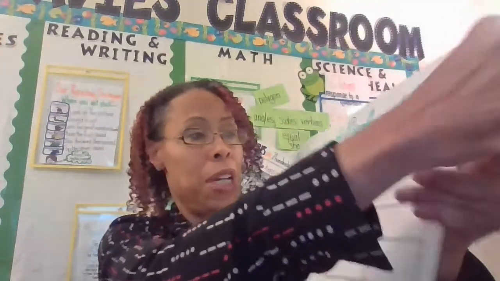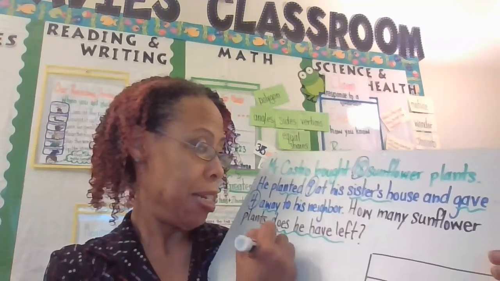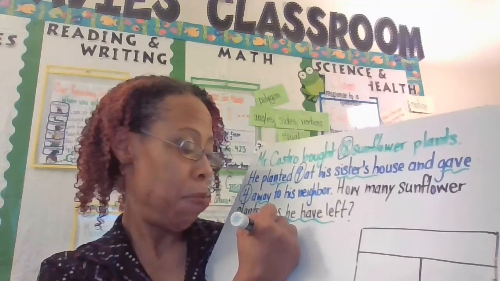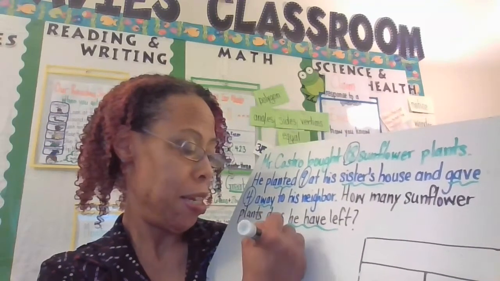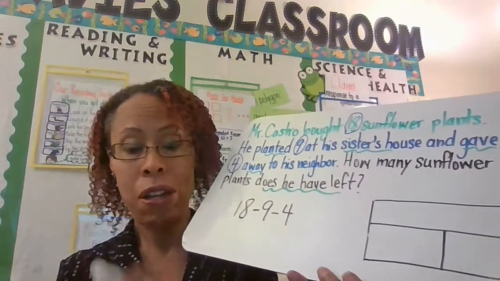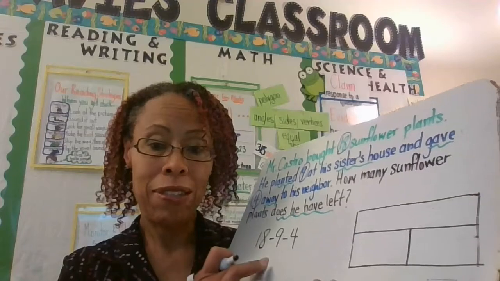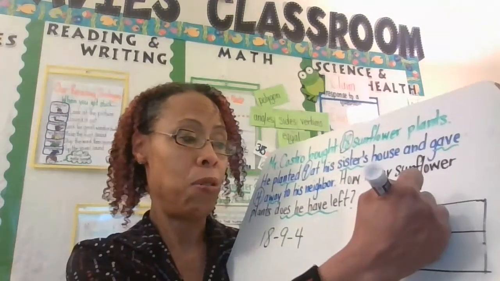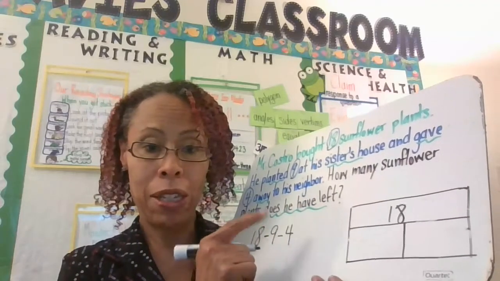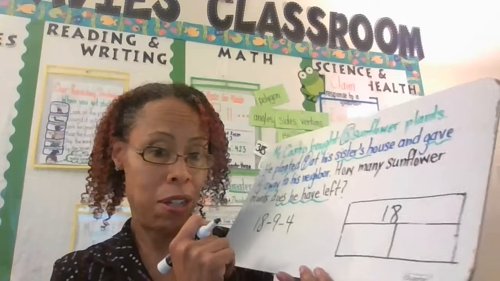So we have 18 minus, he planted 9 at his sister's house and he planted 9 at his neighbor's house. Now, normally we're not going to have an equation that looks like this, so we're going to change it up a little bit. But let's just look at these numbers. So we know 18 is the total. This is the whole. This is the difference in subtraction, or the sum in addition.